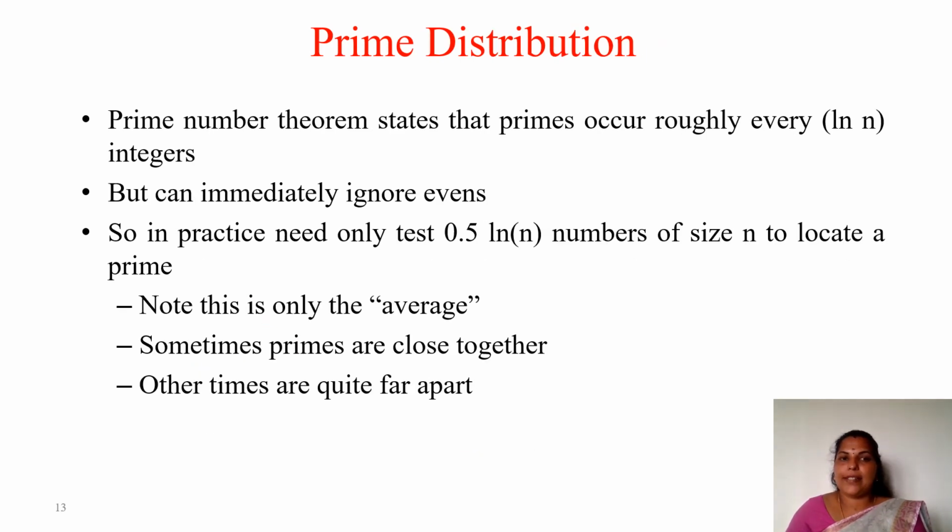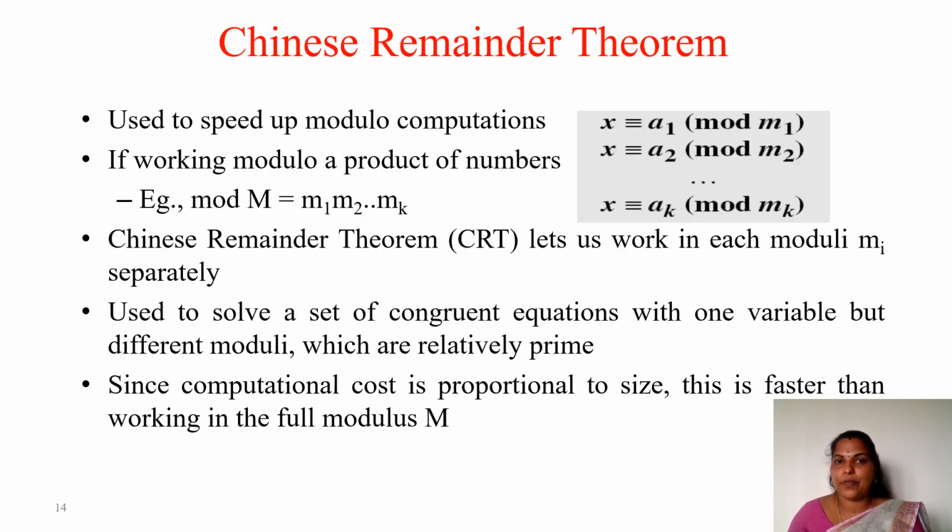Next is prime distribution. The prime number theorem states that primes occur roughly every log n integers, but we can immediately ignore the evens. So in practice we need only test about 0.5 log n of the numbers of size n to locate a prime. This is only the average value. Sometimes primes are close together, other times they are quite far apart.